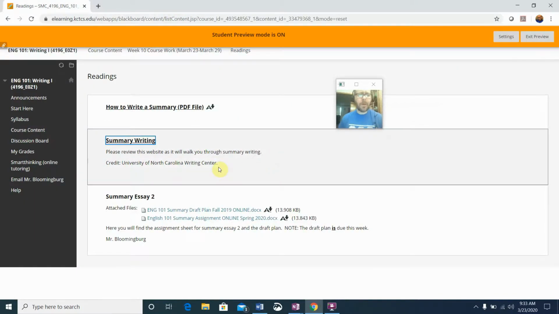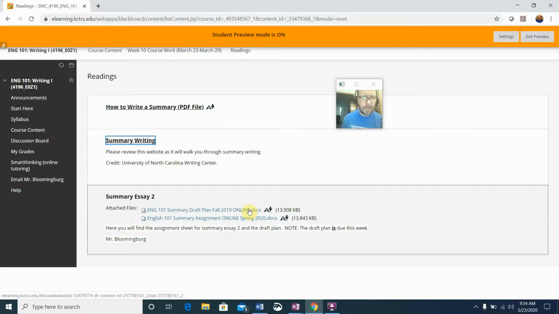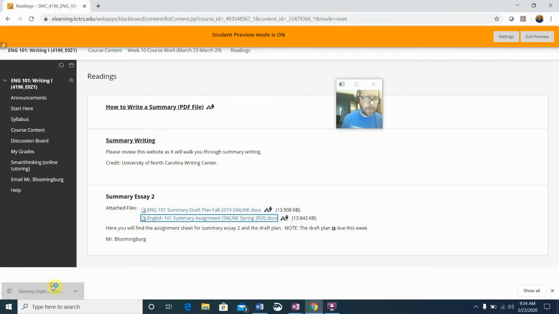The biggest thing about summary writing is that you're condensing the information from the original source. And not only that, you're using your own original language, so you don't want to be quoting from the original passage. The assignment sheet is right here, just so you're clear.